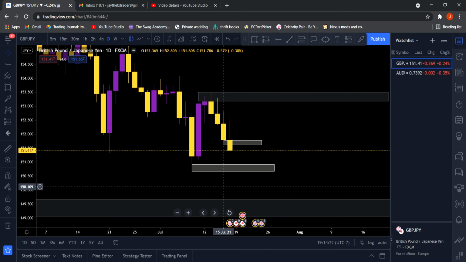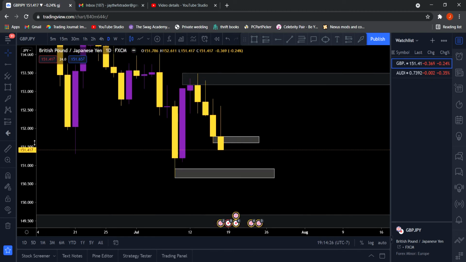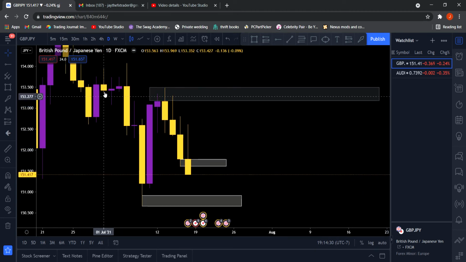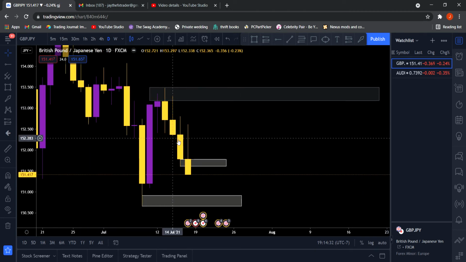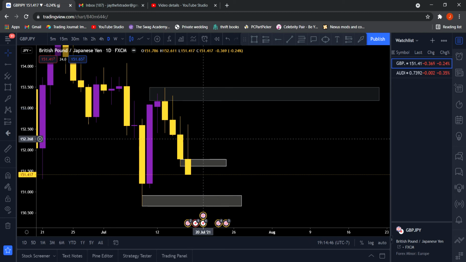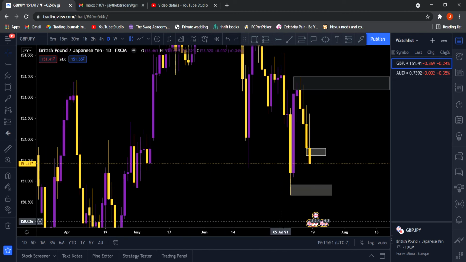But the way price action is looking, I highly doubt it's going to go back up, because you see these last four daily candles, all of them bearish, and on top of that, they closed with long upper wicks, showing that the sellers pushed the market back down. So it really doesn't look like it'll go back up.